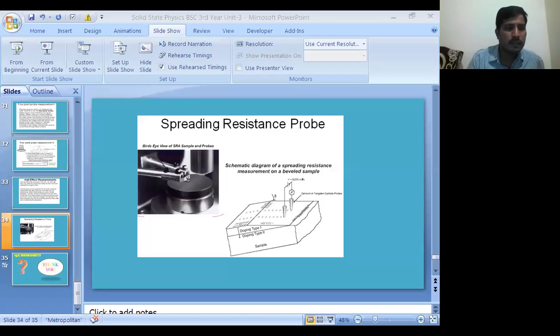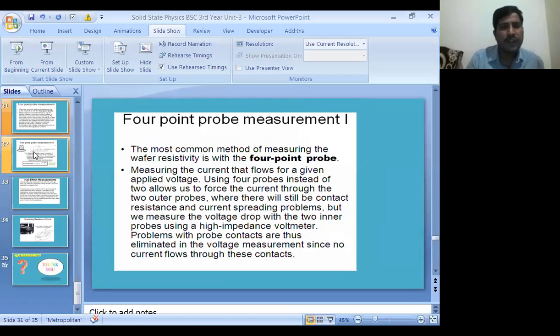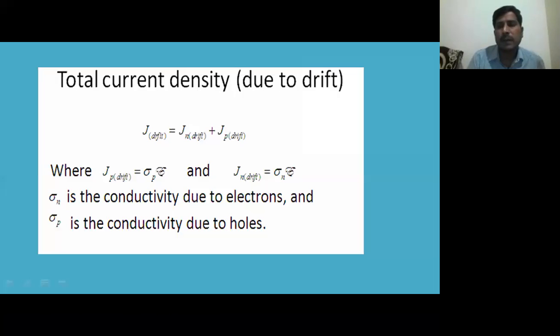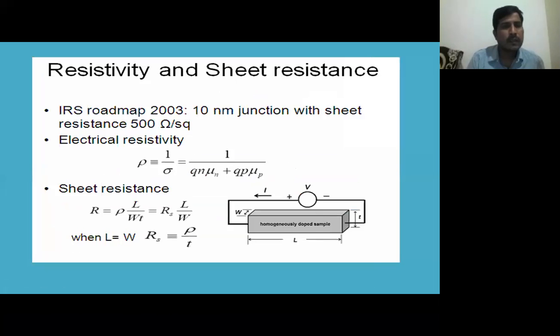It's the Hall effect and the four probe method. Last time we completed the electrical total current density and electrical conductivity of semiconductors. Today we are going to discuss the four probe method and resistivity measurement. This is what we are going to do today.